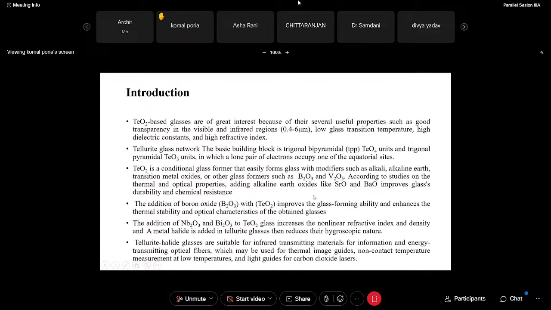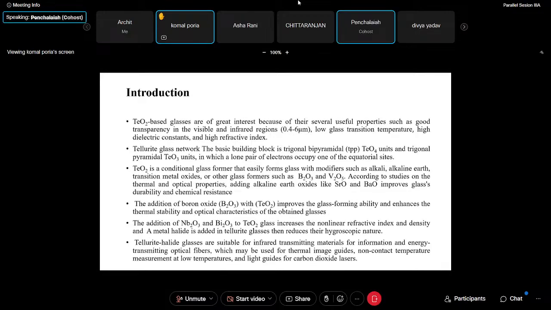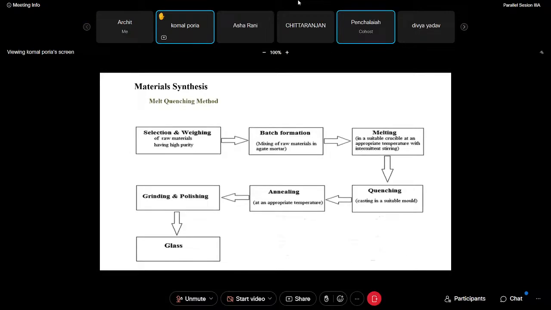Telluride glasses are conditional glass formers that easily form glasses with modifiers such as alkali, alkaline earth, and transition metal oxides. Addition of boron oxide to tellurium improves the glass forming ability and enhances the thermal stability. Telluride halide glasses are suitable for infrared transmitting material and for energy transmitting optical fibers, which may be used for thermal imaging, contact temperature guides, and light guides for carbon dioxide lasers.